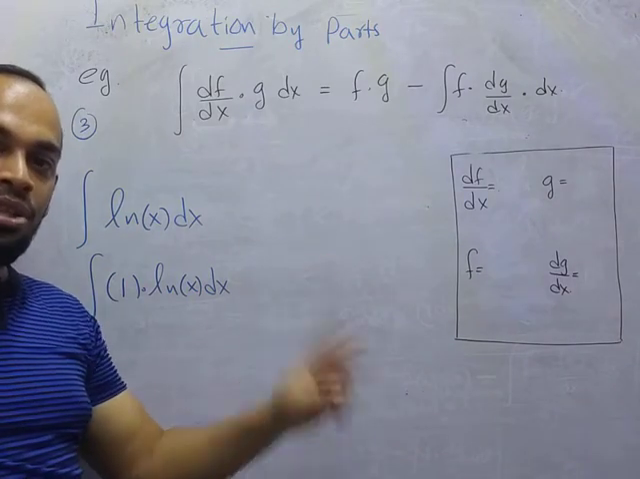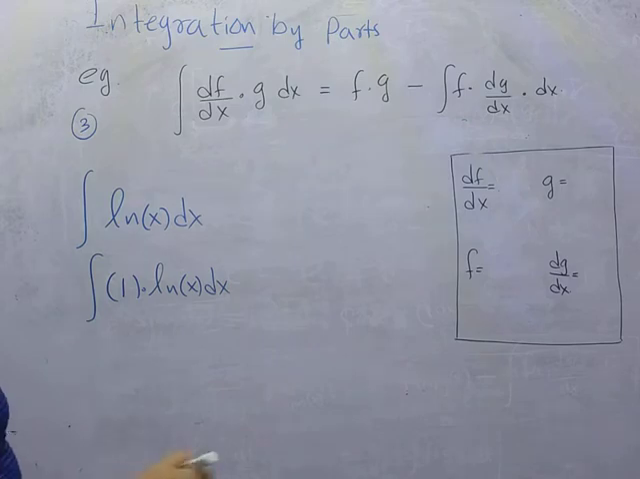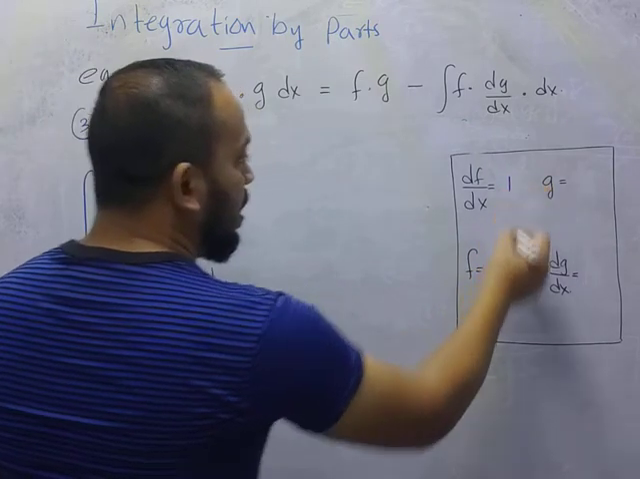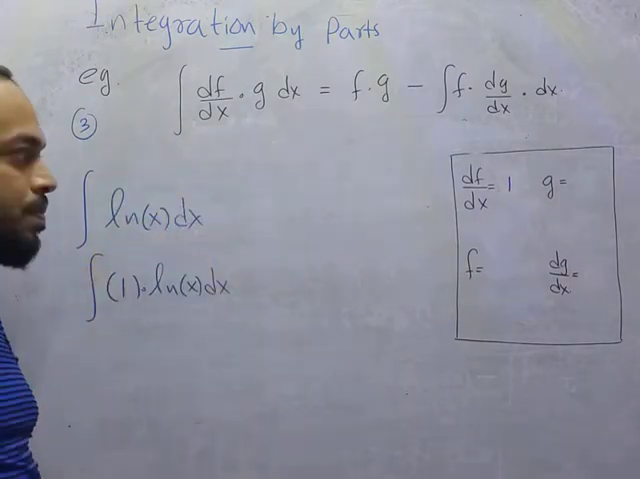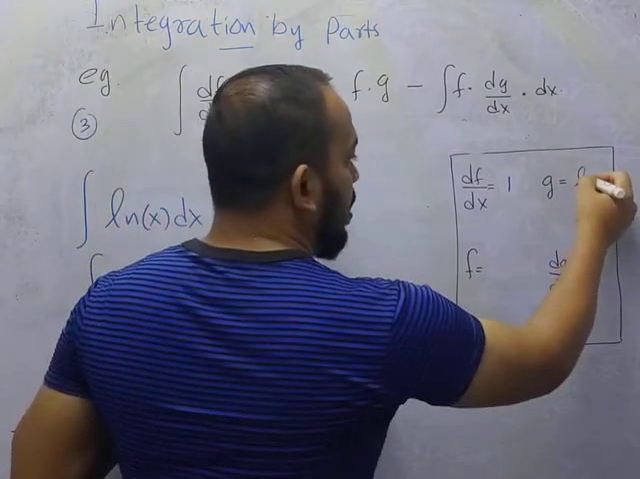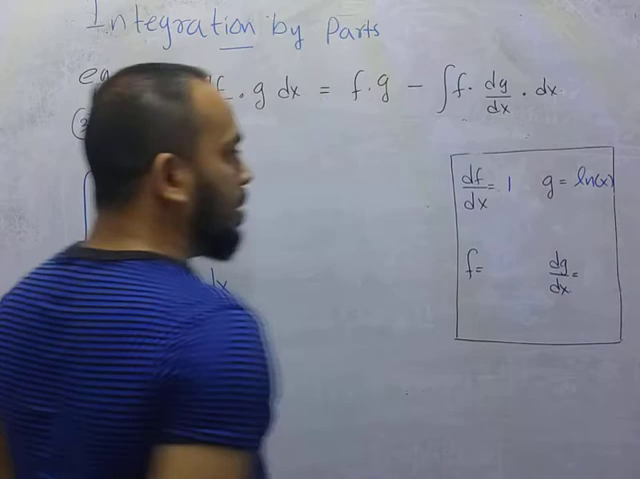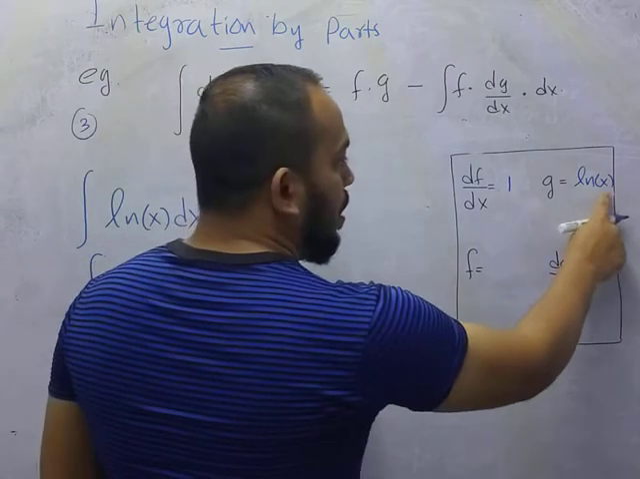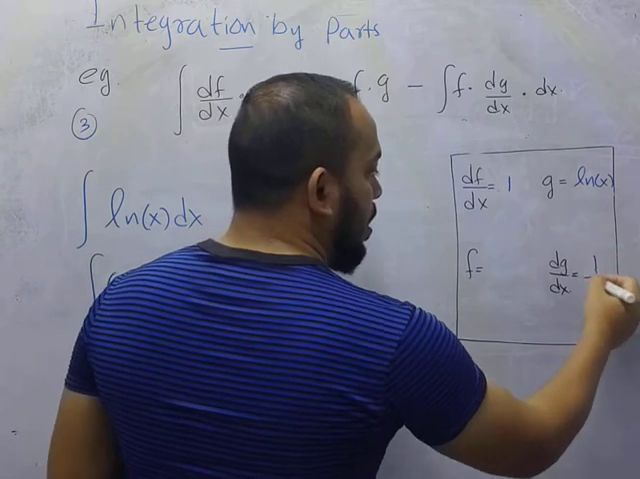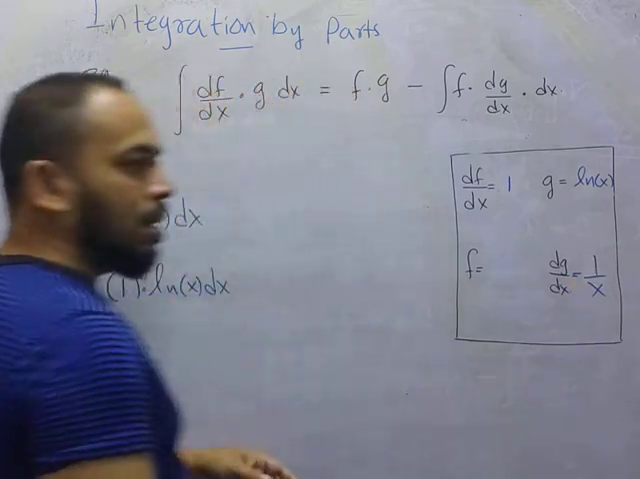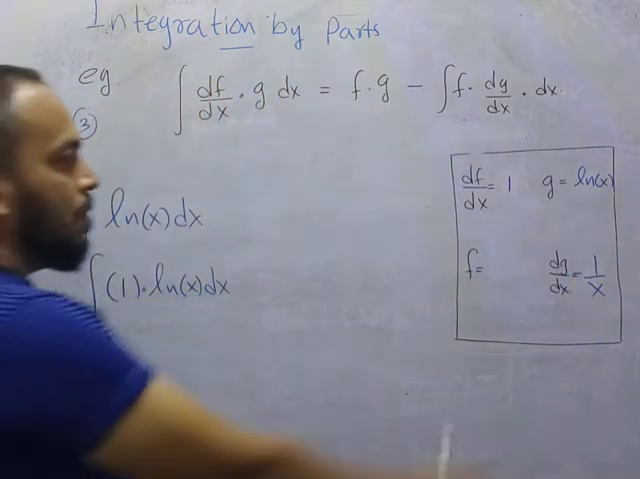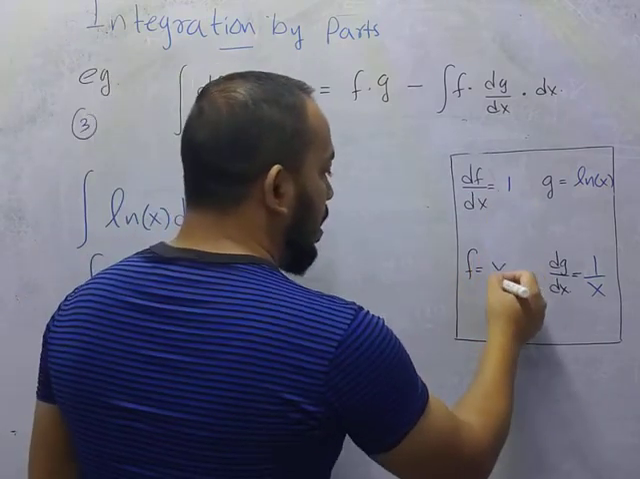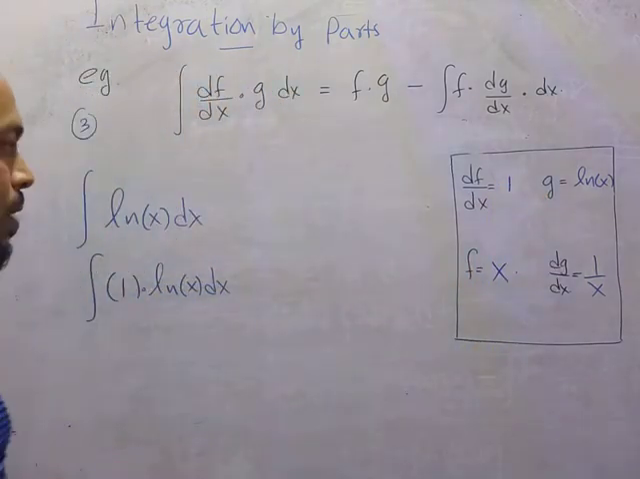Now in this case, I'm going to change it. How do I change it? I'm going to use 1 to be my df by dx because I can integrate 1, and g can be differentiated, right? ln x, you know how to differentiate this function. Now what do you get when you differentiate ln of x? You get 1 over x. When you integrate 1, you get x, right?